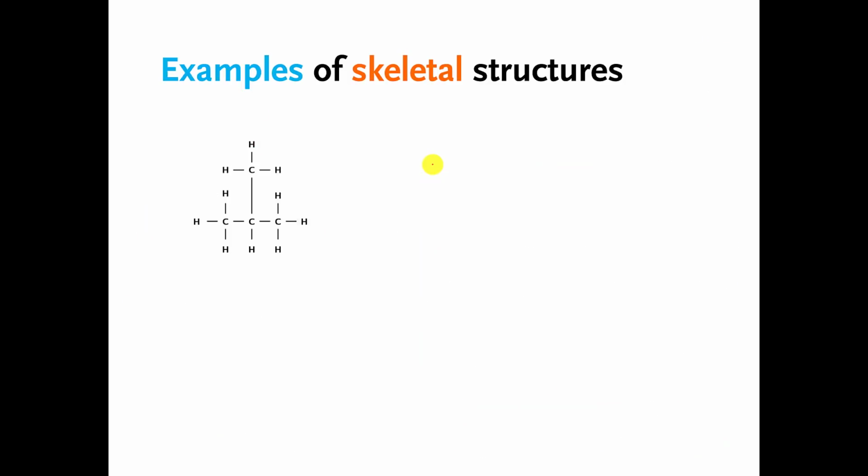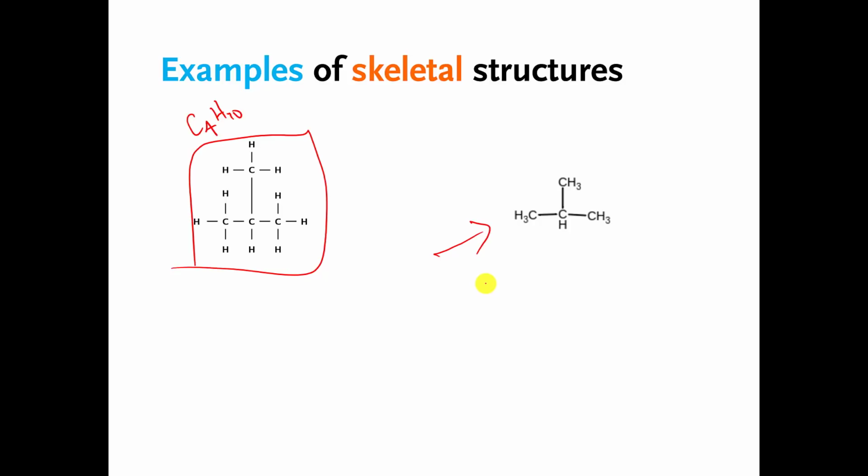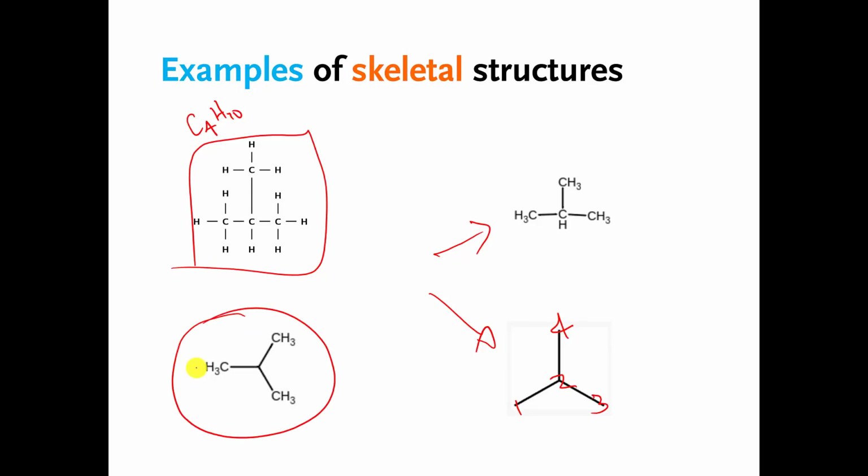Just to drive this point home, this is the mystery molecule whose formula is C4H10. That's the expanded structure for C4H10. That is the condensed structure for C4H10. That is the skeletal structure for C4H10. 1, 2, 3, 4 carbon atoms. If you want to draw the prettier version, this is also the skeletal structure for C4H10.